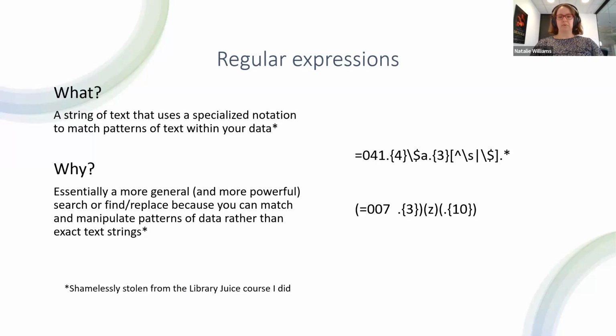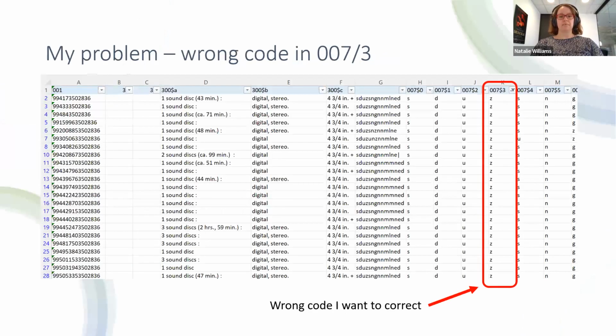So let's look at a problem I want to correct with a regular expression. Position 3 in the 007 for sound recordings is for playback speed. In my data from my tab-delimited text file, I have found a set of records that has Z in position 3 when this should be an F. Let's look at a regular expression I could use in the Find and Replace tool in the MarcEditor to correct these.